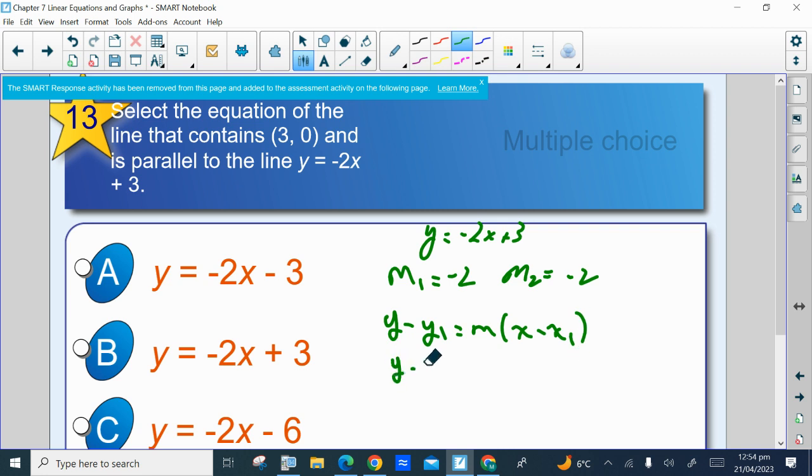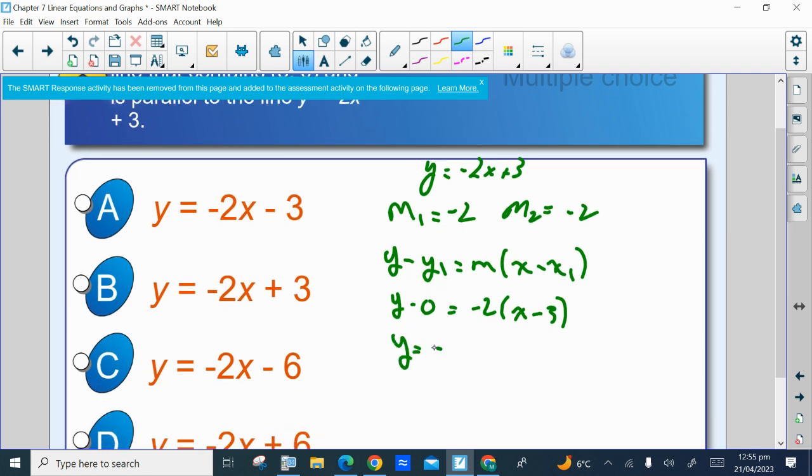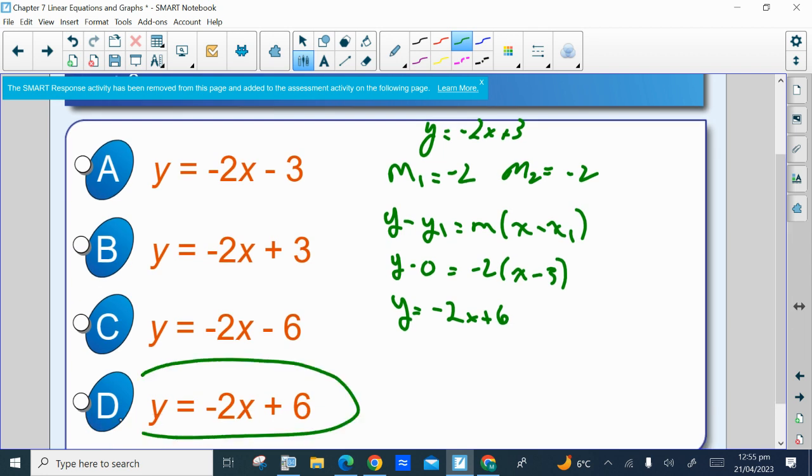You'll get y minus y1, which is 0, right? Our line goes through the point (3, 0), equals m, which is negative 2, bracket x minus x1, which is 3. So you'll get y equals negative 2x plus 6 when you multiply that out, which is equation D.